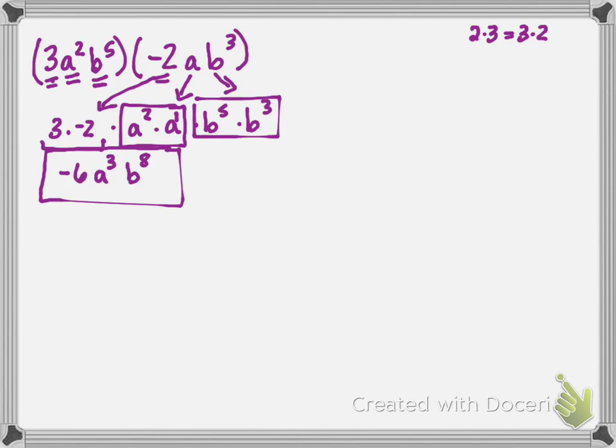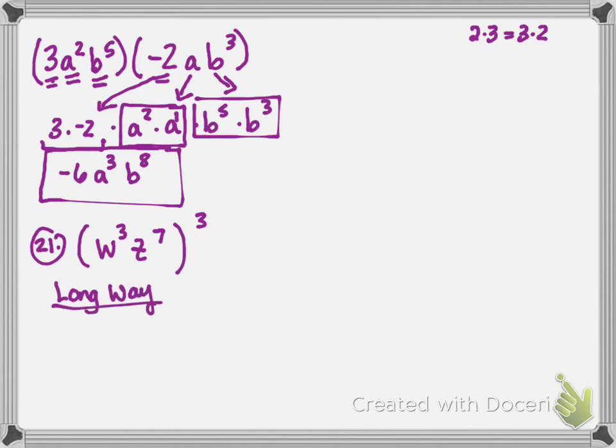And just the more practice with these, the easier it becomes. We're just using all of our exponent rules. So number 21 had w cubed times z to the 7th, all raised to the 3rd power. You could do this two ways. We'll do it the long way first, because you can always go back and check these the long way.